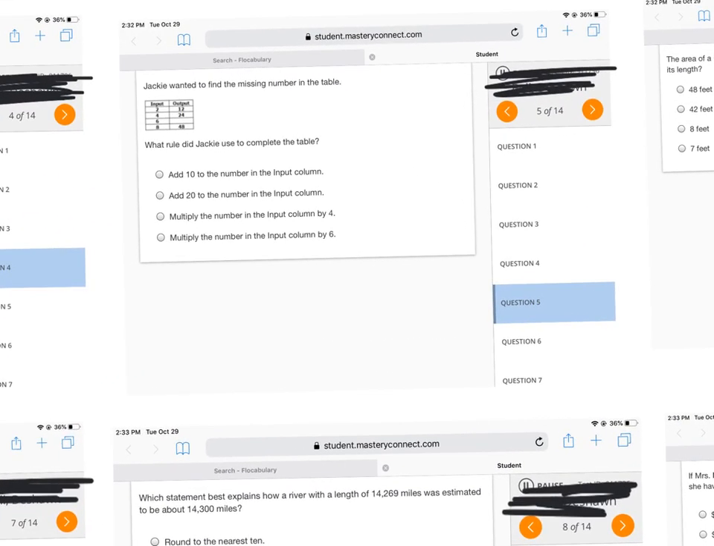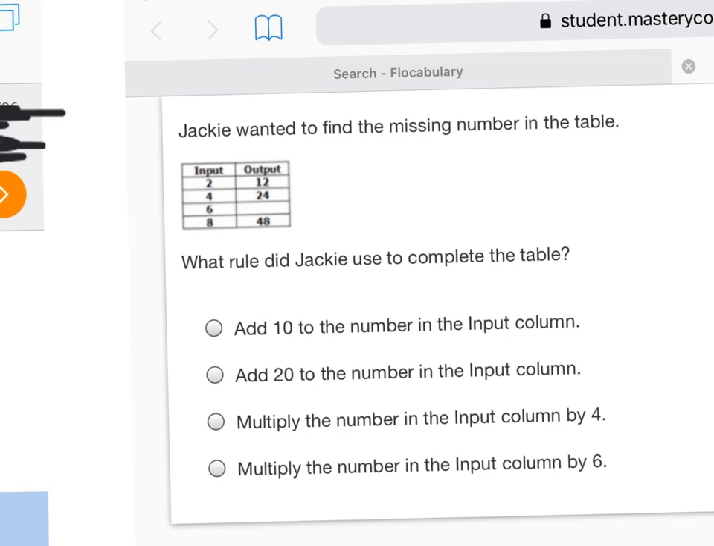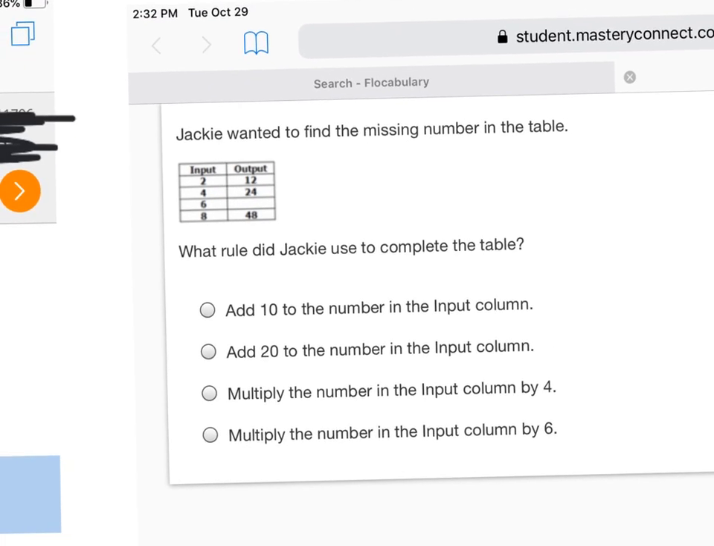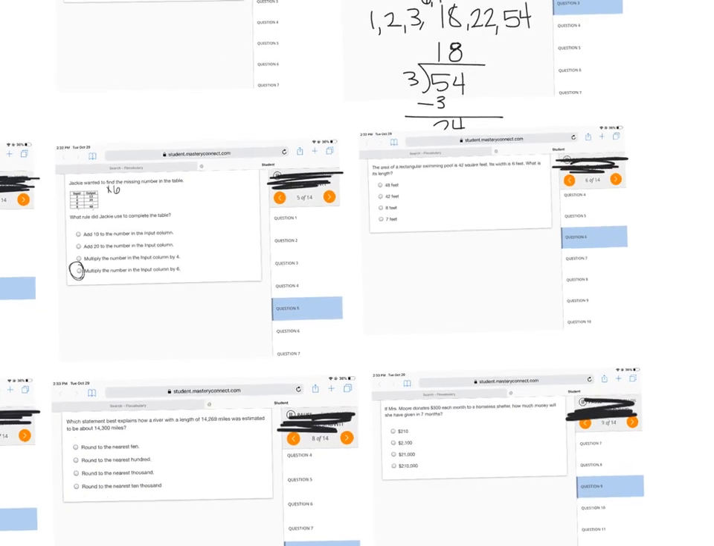Number 5, Jackie wanted to find the missing number in the table. What rule did Jackie use to complete the table? So if we look at the input-output table here, we're starting with 2, then we get 12. So I'd have to multiply 2 by 6 to get 12. So that might be my rule. Let me keep checking it. 4 times 6 is 24. 8 times 6 is 48. So that must be my rule. Multiply by 6. So that would be choice D. Multiply the number in the input column by 6.